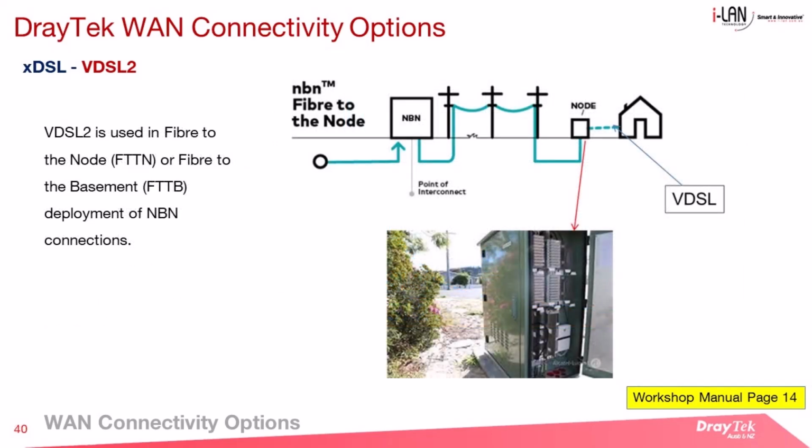This picture here is what a node looks like, a little green cabinet on the side of the road. So as we saw in that NBN diagram earlier, we have fibre going right up from the NBN to the node, and then we have copper, VDSL over copper from there to the premises.